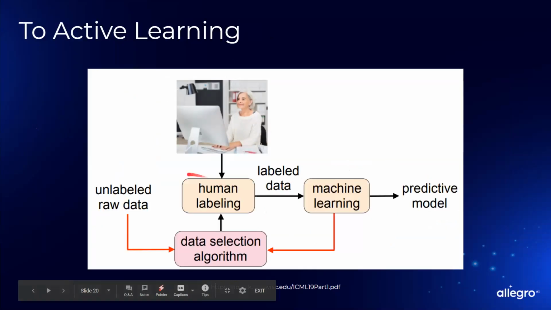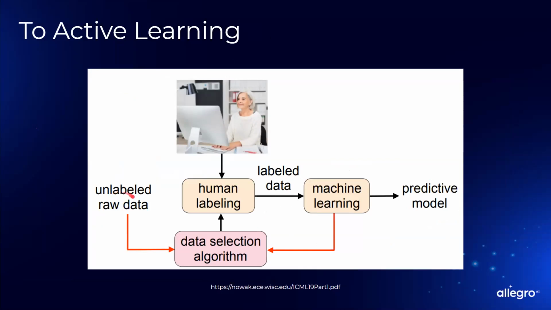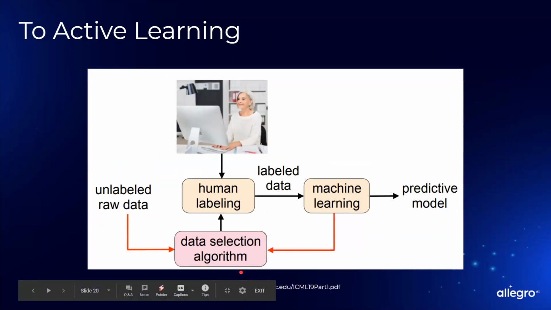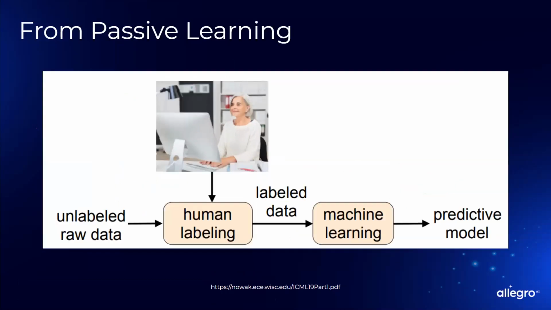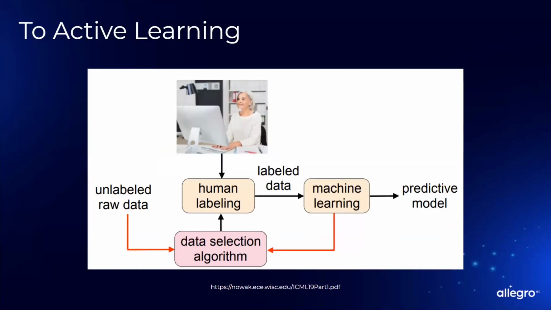If you're doing active learning, you get raw data, you select which images to label, you train, and you get a new model which helps you to select more images, and so on and so forth. And eventually you get a predictive model, presumably the same accuracy that you would get on a normal route, but with less images. So it means less money and less time.